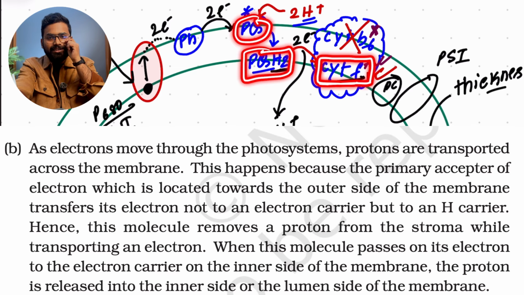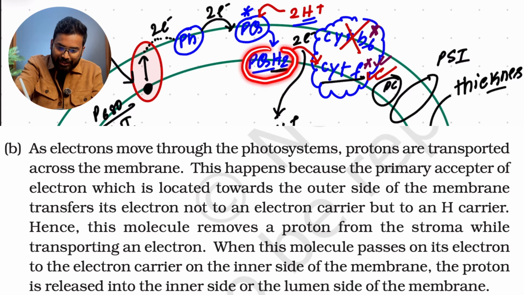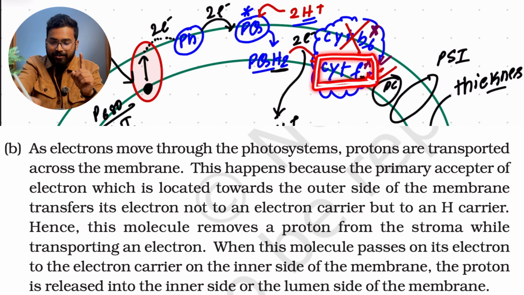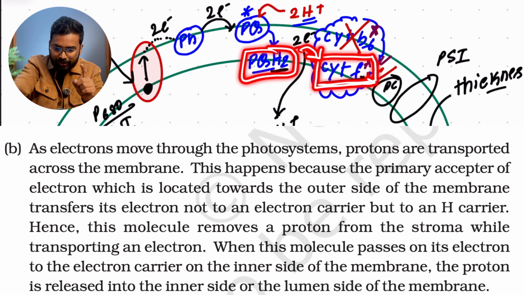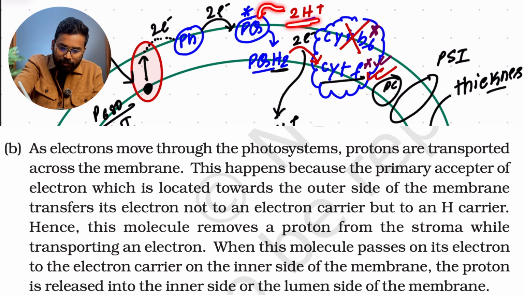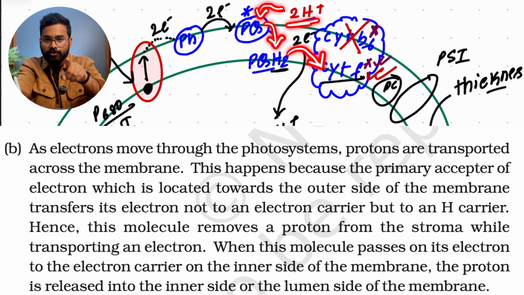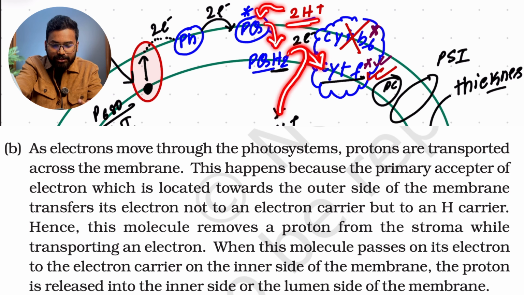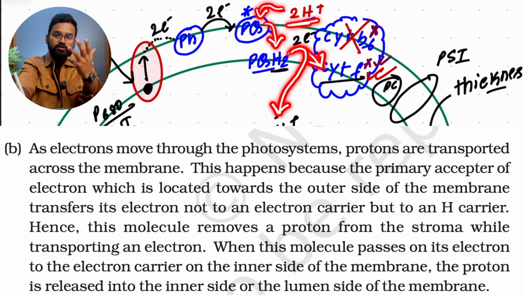Now see how technically NCERT has changed this statement. They have not directly said that cytochrome B6 is not involved. They said it indirectly, because they said this molecule, that is PQH2, transfers its electron to a carrier located on the inner side of the membrane, that is cytochrome F. That is, from PQ, electron moves to cytochrome F. And during this process, this proton, that is 2H plus, moves from PQH2, but cytochrome F will not receive the proton. It will receive the electron, but not the proton. So the proton is transported into the inner side or the lumen side, and this is called proton pump.